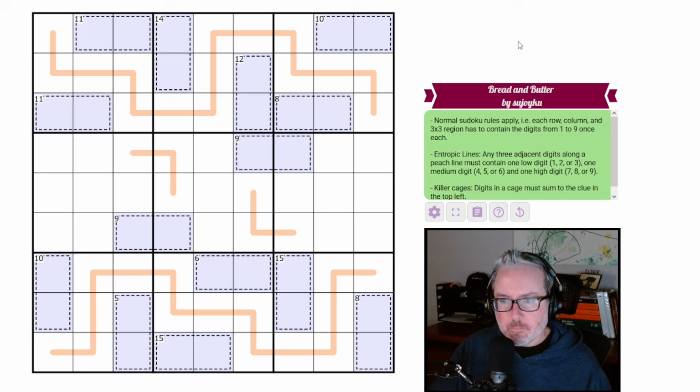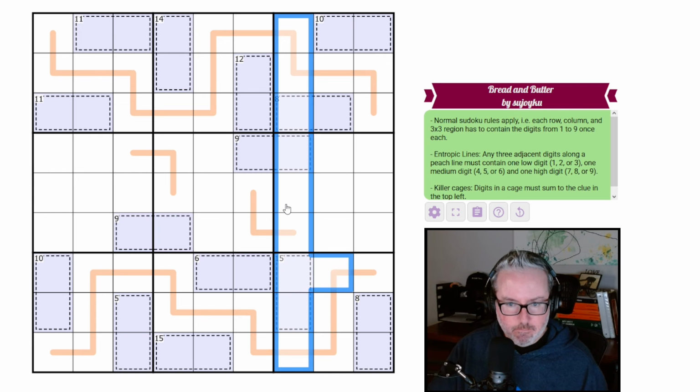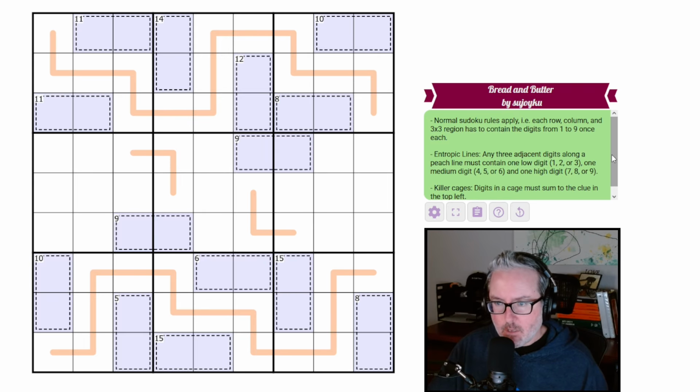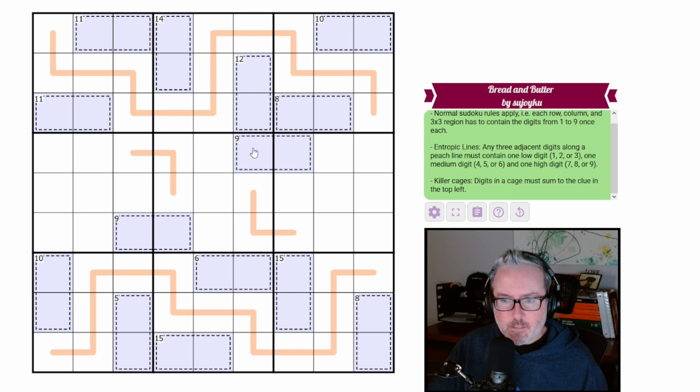Today we have a fun looking puzzle in front of us. This thing is called Bread and Butter by Sujoyku. Now, Sujoyku's puzzles are always quite fun to do, so let's jump in and see what the heck is going on with this thing. So it's normal Sudoku, so every row, column, and 3x3 box will contain the digits 1 through 9 once each. We've got entropic lines and killer cages.